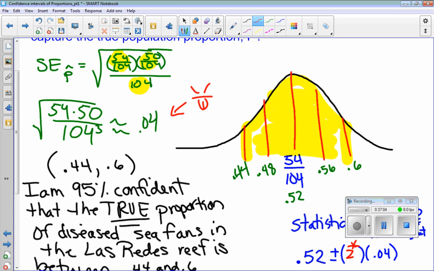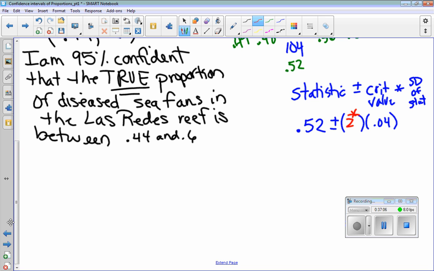Okay, more than anything. So let's go back to our z-star for a second. The critical value, we call it our z-star value, and it's very tied to the confidence level that we have. We said in our case it was approximately 2 because we know from the empirical rule 95% is 2 standard deviations away from the mean, right?